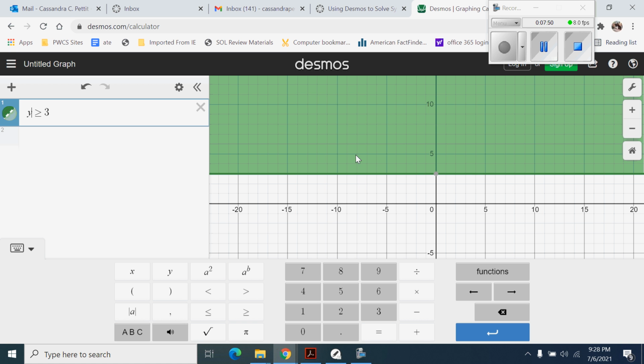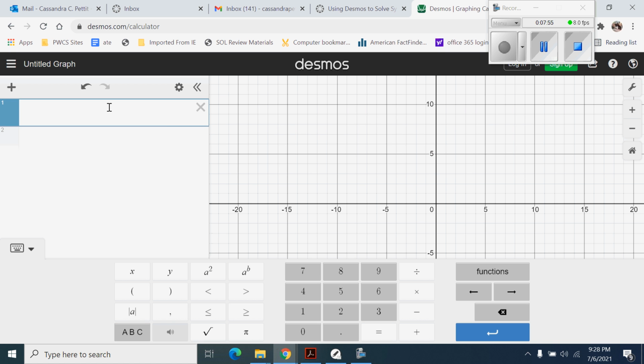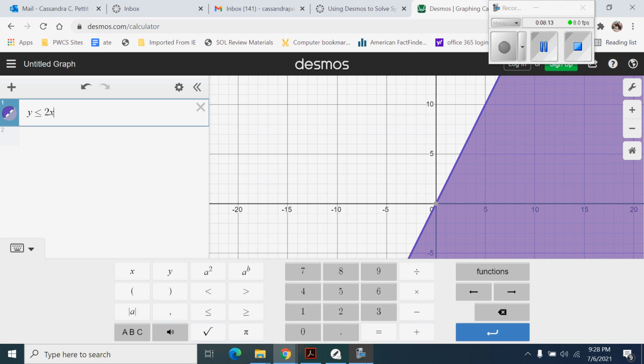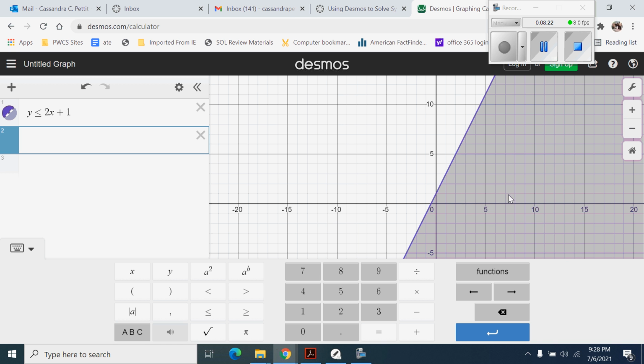That's shading above. Okay, now if we have systems of inequalities, remember, we're trying to see where the two sets of shading overlap. That's the solution. So let's go ahead and do one. I have y less than or equal to, let's try 2x plus 1. Now this one is really nice in slope-intercept form, so I probably could have easily done that myself.